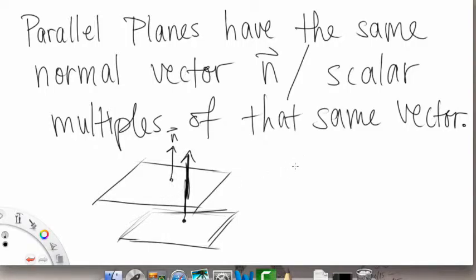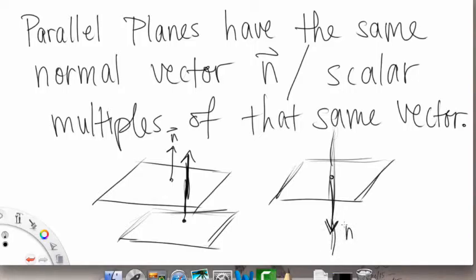Or we could even have a plane that is parallel, but it has the normal vector pointing in the complete opposite direction. That would be a scalar multiple when our lambda is negative. Remember, that would flip it around, but it goes along the same line, right? So this could also be a normal vector that is a scalar multiple of this original one here, and this one as well. And that gives you parallel planes.